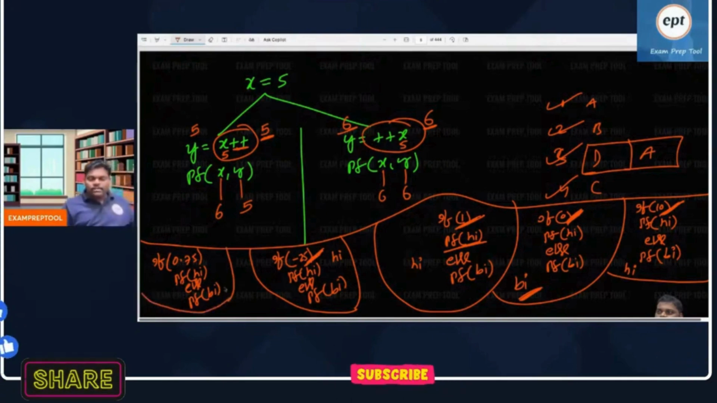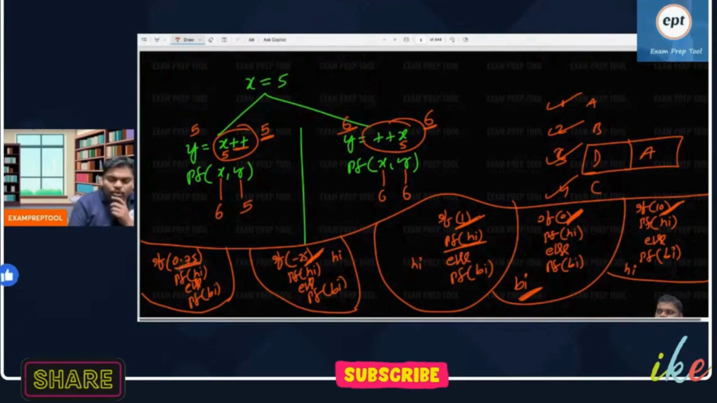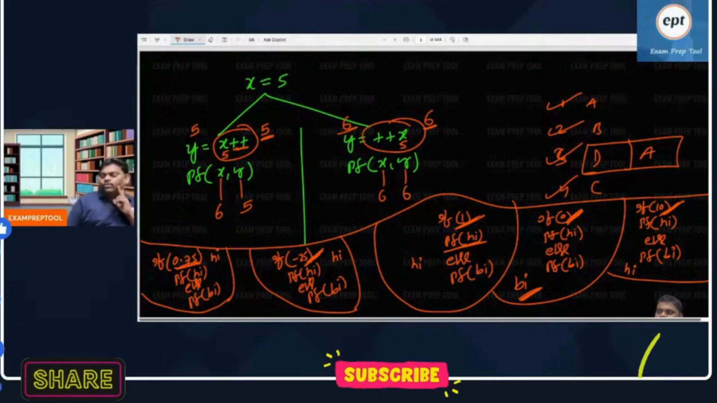If 0.75, print high, else print bye. What is the answer? High only. Simple. It is only zero or non-zero that matters. Is it zero or non-zero? Non-zero, so high only. I am not saying negative or positive, I am saying zero or non-zero. Zero fails. Non-zero passes. Right?